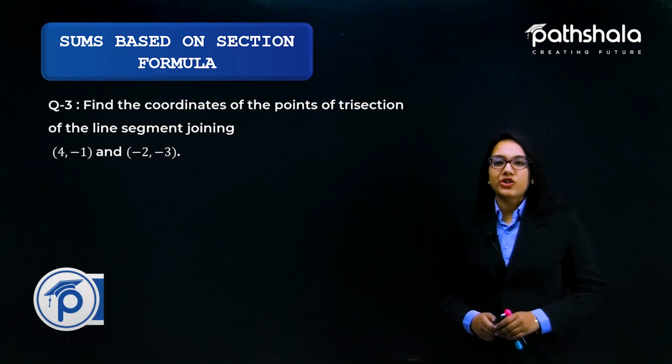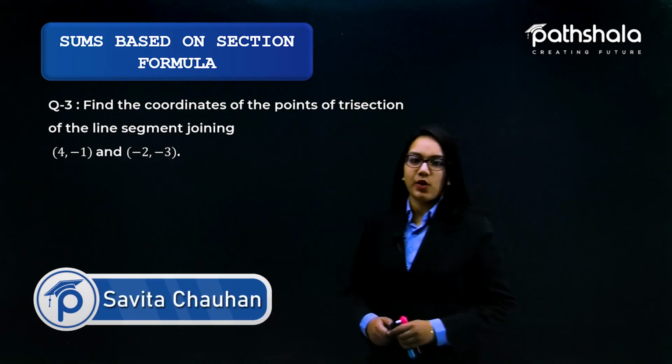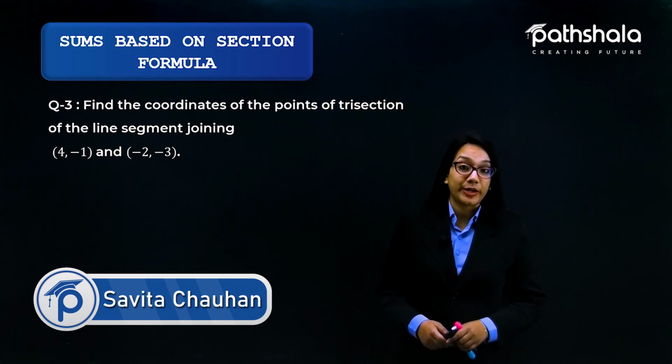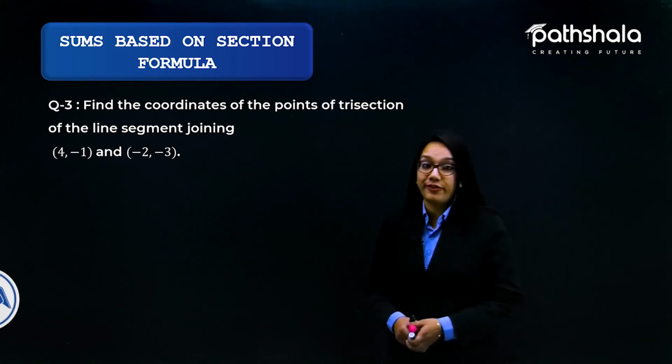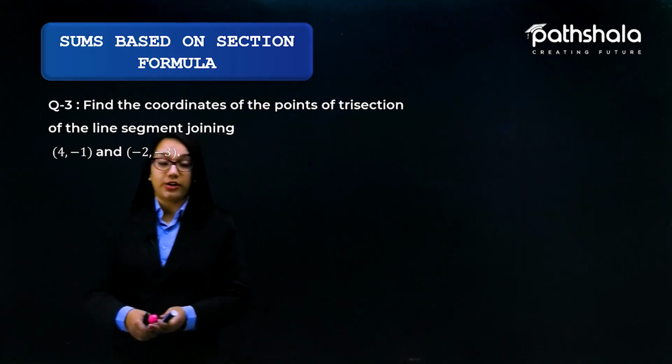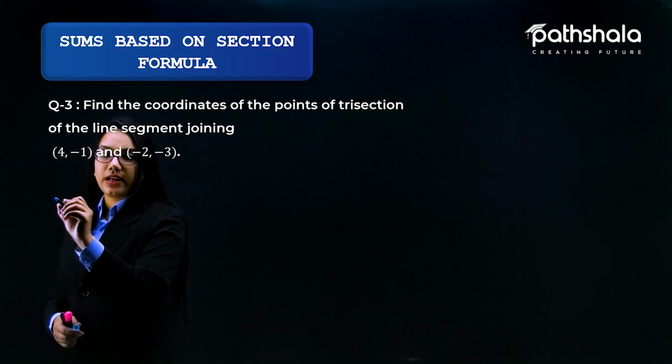Let's just see the next question. Question number 3 says, find the coordinates of the point of trisection of the line segment joining the points. What is the meaning of trisection? It means we are talking about three sections which are equal to each other. Trisection means three parts that are equal to each other.